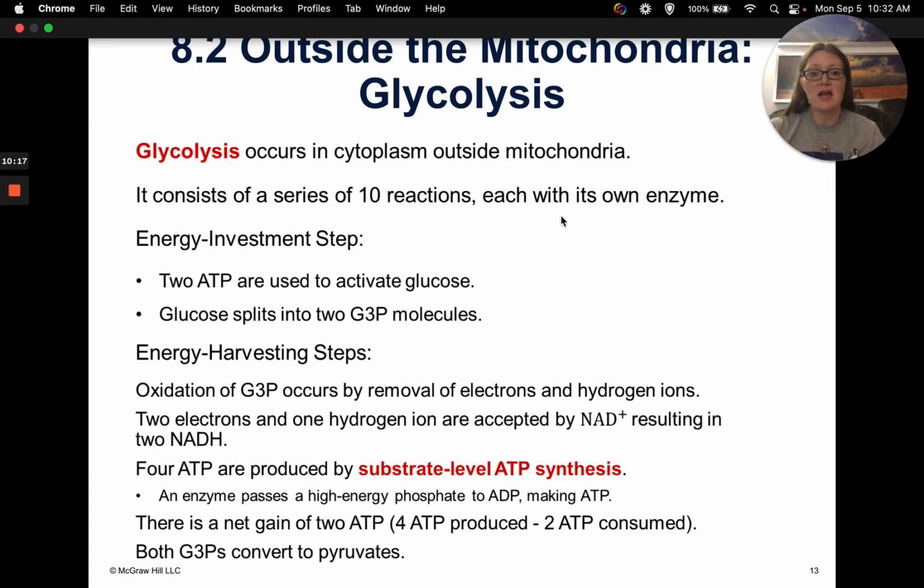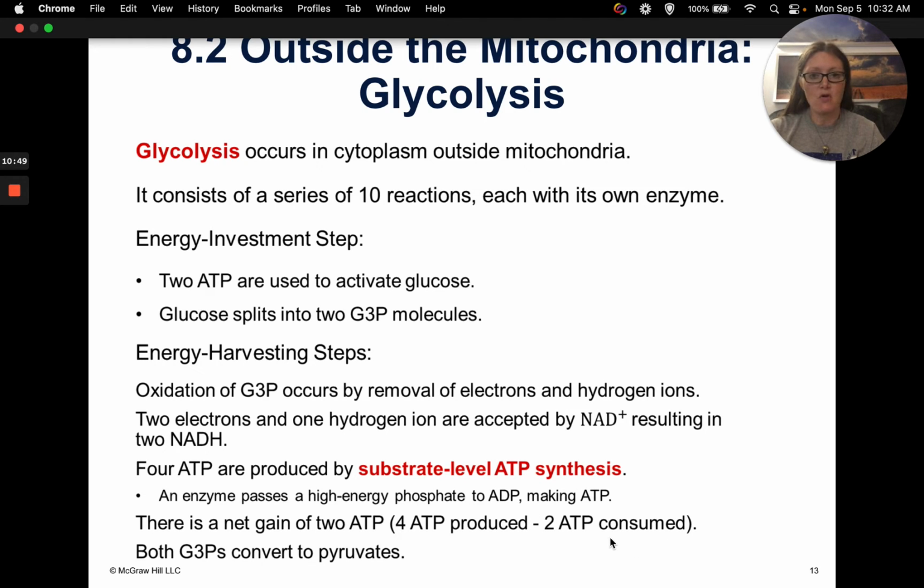It consists of 10 reactions, each with its own enzyme, coming back to why enzymes are so important. 2 ATP are used to activate this. Remember that activation energy we talked about, that ball rolling down the hill. The ball cannot roll down the hill unless something pushes it and puts some energy into it, and enzymes lower that activation energy. So in order to get glycolysis started, we have to put 2 ATP in. 2 ATP is consumed to get this process started.